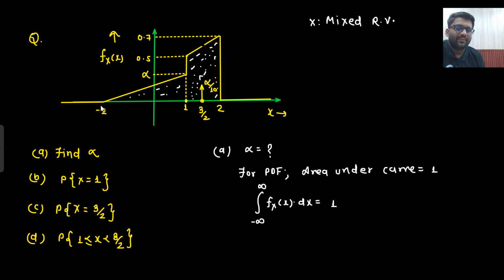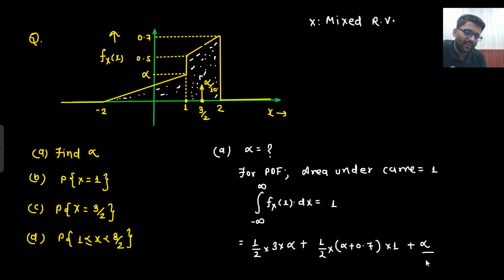Between minus infinity and minus 2 everything is 0, and between 2 and infinity everything is 0. So I need to care only about between minus 2 and plus 2. So what will be the area? Here this is a triangle, so half into base 3, height alpha, plus what about this? This particular structure will have an area of half into the addition of parallel sides, alpha plus 0.7, into the height which is 1. That's it. This is the area. Plus this particular area as well, because this is an impulse, alpha by 10. So this will be equal to 1.